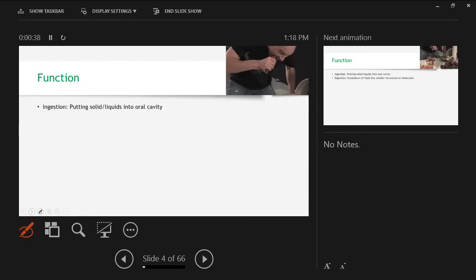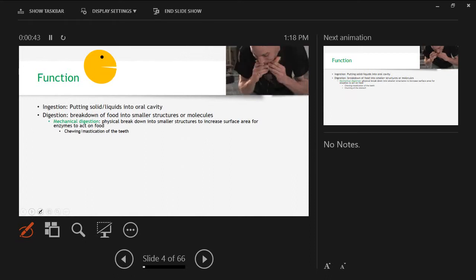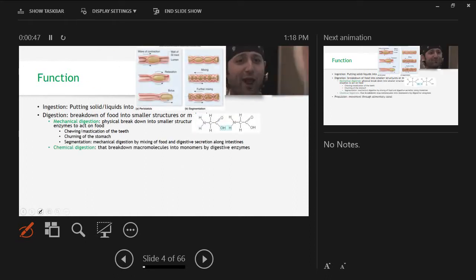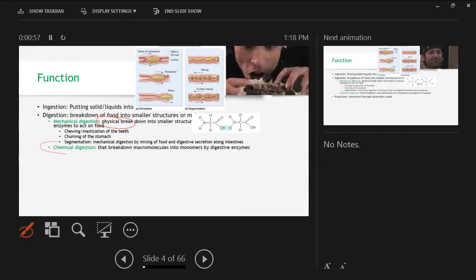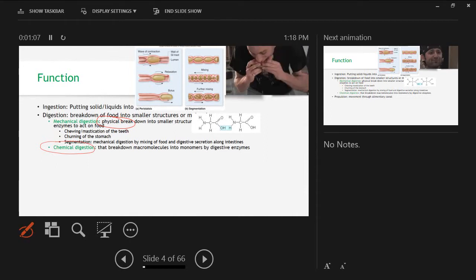Different functions, you guys already know these. The main ones that I want to talk about are mechanical digestion and chemical digestion. Mechanical digestion is a physical breakdown, so you're physically breaking food down into smaller and smaller pieces. While chemical digestion is utilizing enzymes to break it down chemically, so breaking bonds basically. Okay, so that's chemical digestion.